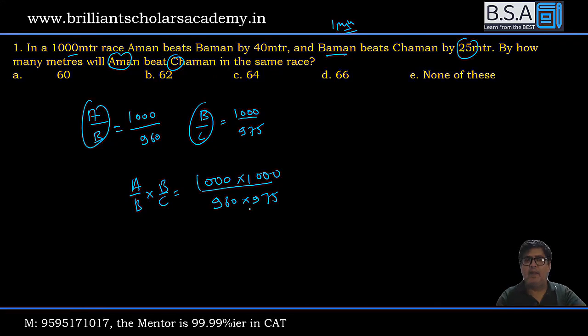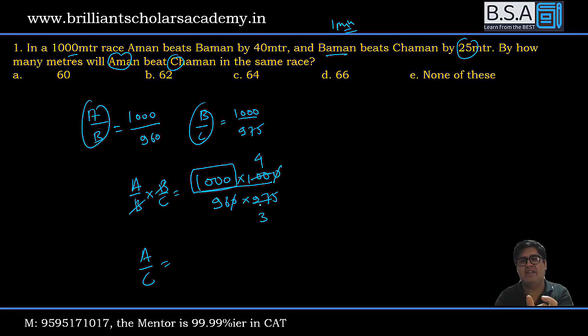Now, because A has to complete the race, never cancel the length of the track. Leave it there, 1,000. बाकी सब cancel कर दो. This is cancelled. This is cancelled. This is 25 into 4. This is 25 into 3. 75, 225, 9 times. This is cancelled 24 times. So I need to multiply 24 into 39.